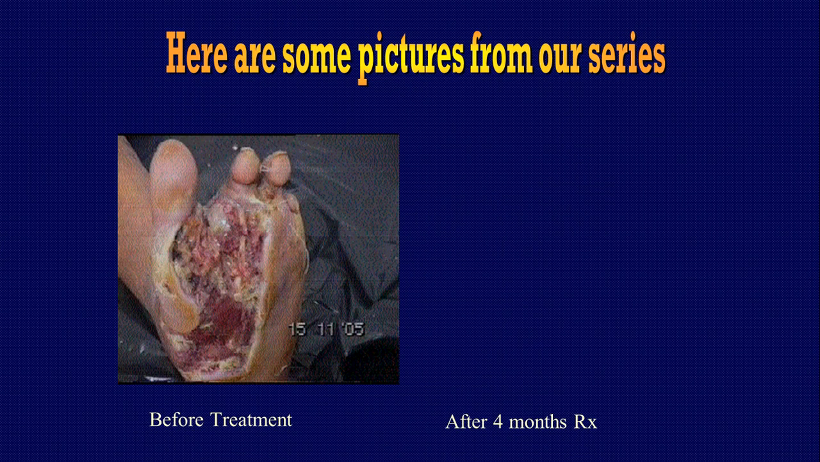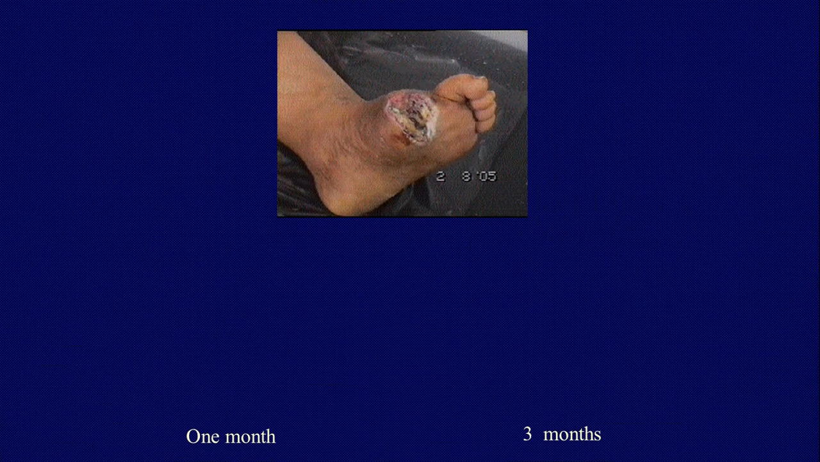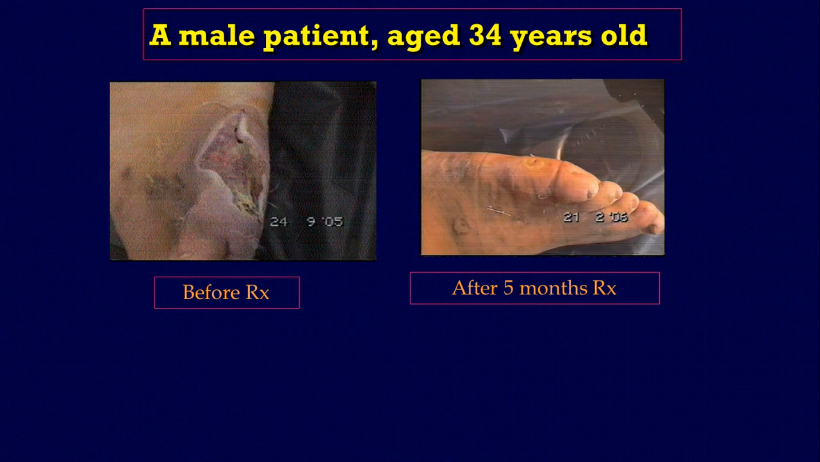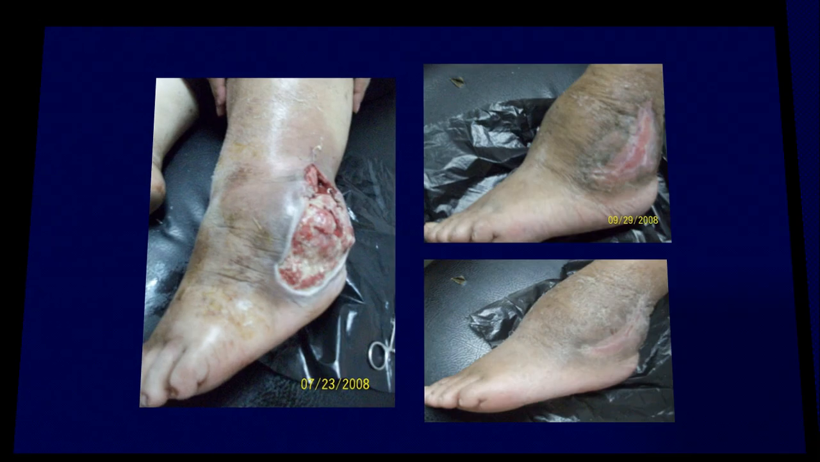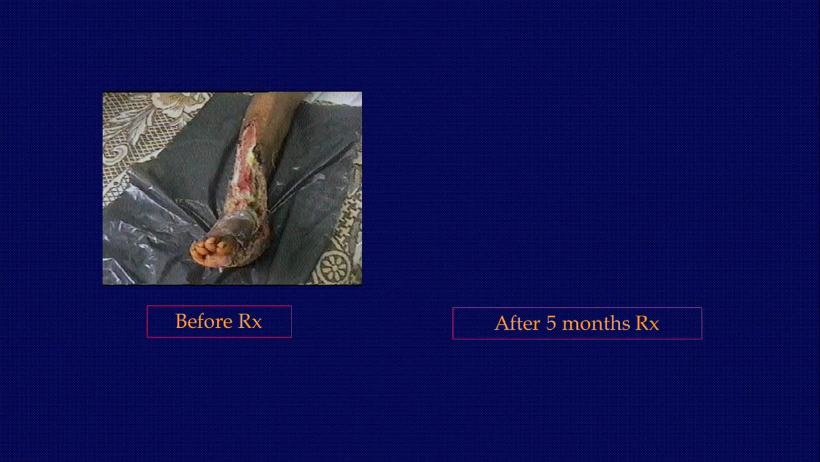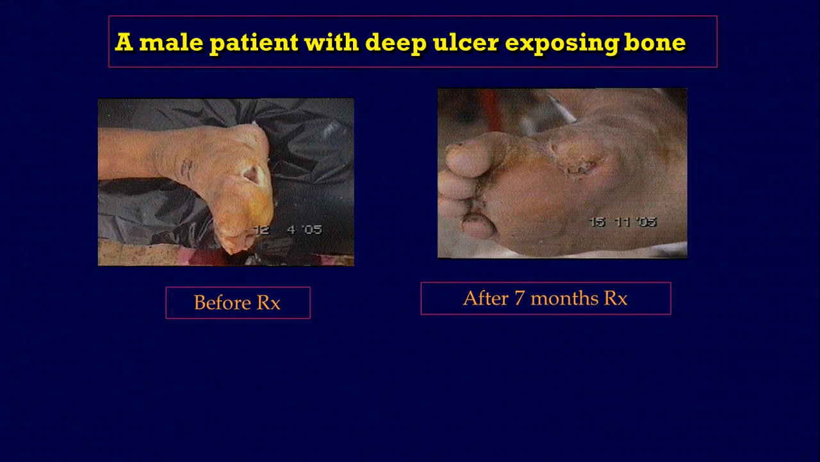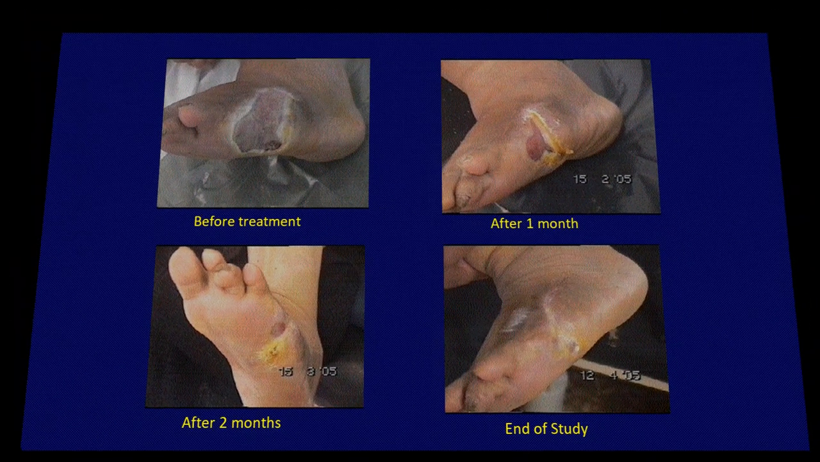And here are some pictures from our series of patients. This is before treatment and this is after 4 months. Before treatment, 1 month, 3 months. Before and after. Before and after 5 months. A male patient with deep ulcer exposing bone, before and after.